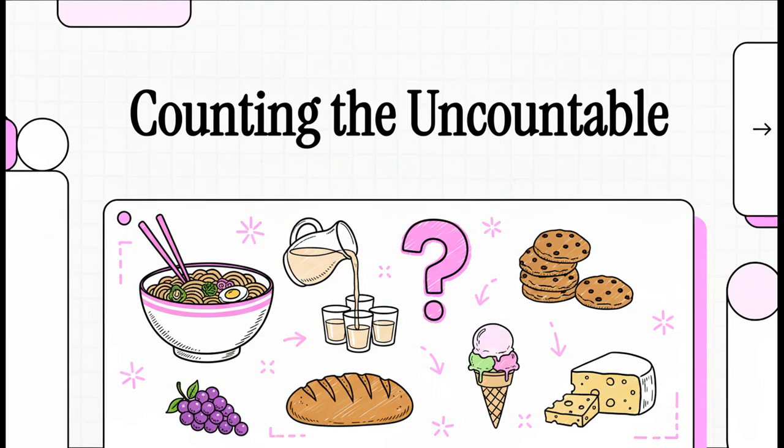Let's talk about something delicious, shall we? We're going to solve a really common puzzle in the English language today. How in the world do you count things that seem, well, uncountable? We'll be talking all about food, and trust me, by the end of this, you'll see how just a few simple words can make you sound like you've been speaking English your whole life.